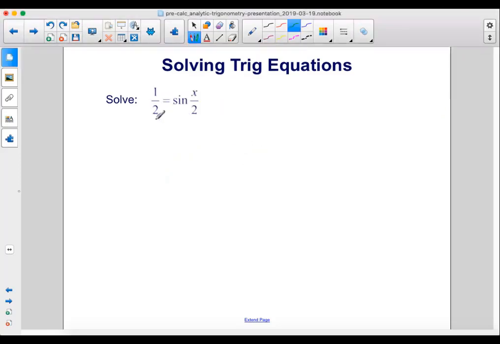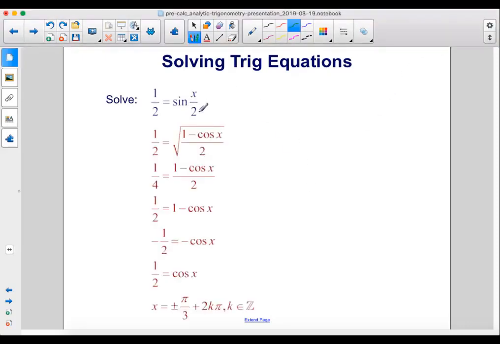Solve. 1/2 equals sine of x over 2. First, we use our half angle identity to replace sine of x over 2 with the square root of 1 minus cosine x over 2. Then we're going to square both sides to get rid of this square root. And then we're going to be solving for cosine x.